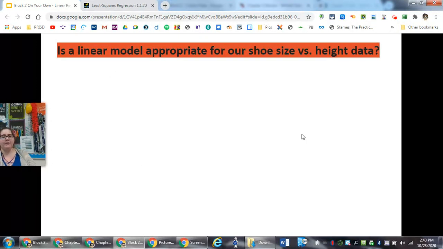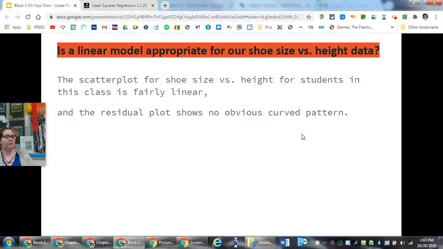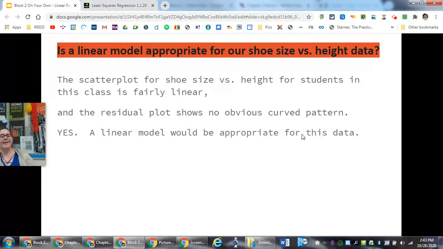So what that would mean when I answer the question, is a linear model appropriate for our shoe size versus height data? I would say the scatter plot looks linear. The residual plot doesn't show any obvious curved pattern. So yes, a linear model is appropriate for this data. As in, I probably don't want to go to another type of model. I'm probably going to stick with linear.